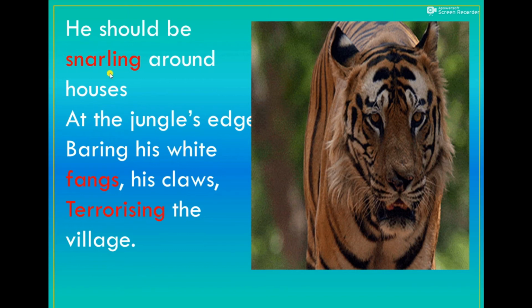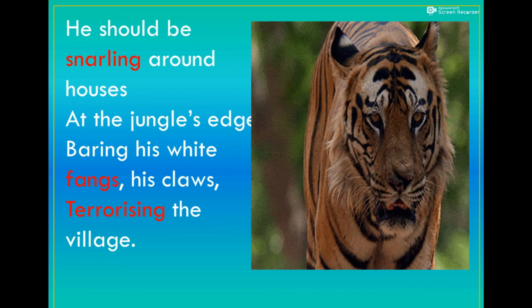He should be snarling around houses. Snarling means, children, an aggressive growl or a sound in anger showing his teeth. At the jungle's edge, baring his white fangs, his claws terrorizing the village. Fangs means large sharp teeth of animals. Terrorizing means frightening and filling with dread.